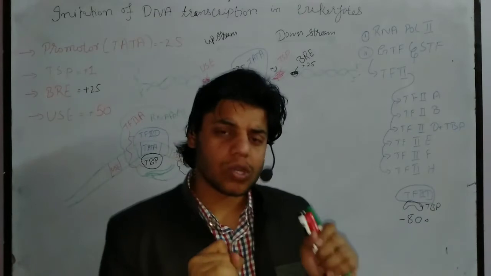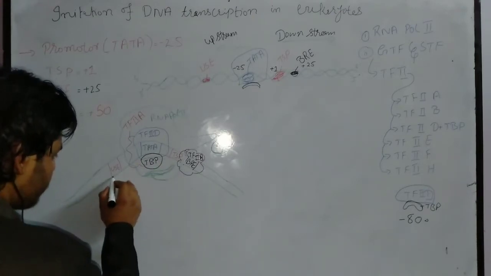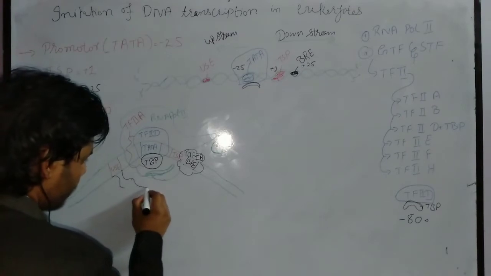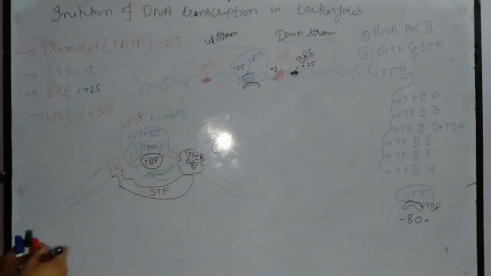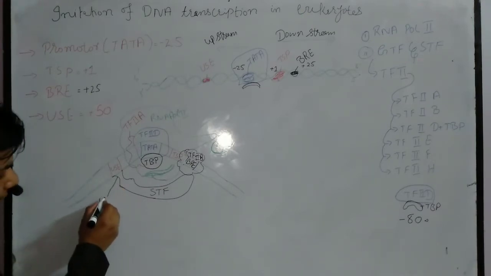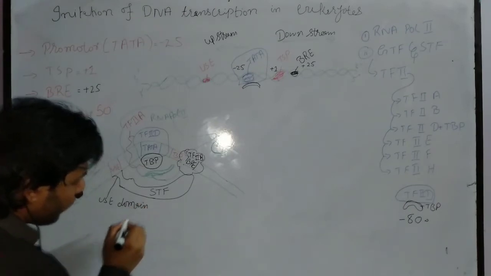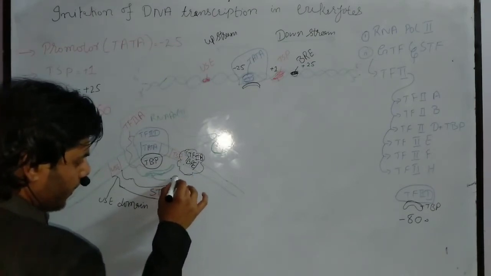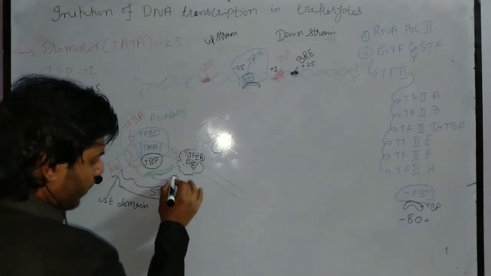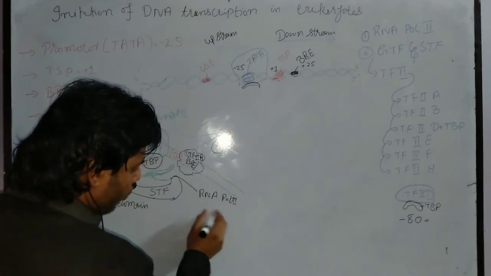So after that, we recruit the specialized transcriptional factor. And remember, the specialized transcriptional factor has two domains. So let's suppose we recruited the specialized transcriptional factor here. As you can see, it has two domains. The first domain is called the USE domain, upstream element domain. Its other domain will bind with this RNA polymerase. This other domain is called the RNA polymerase 2 binding domain.